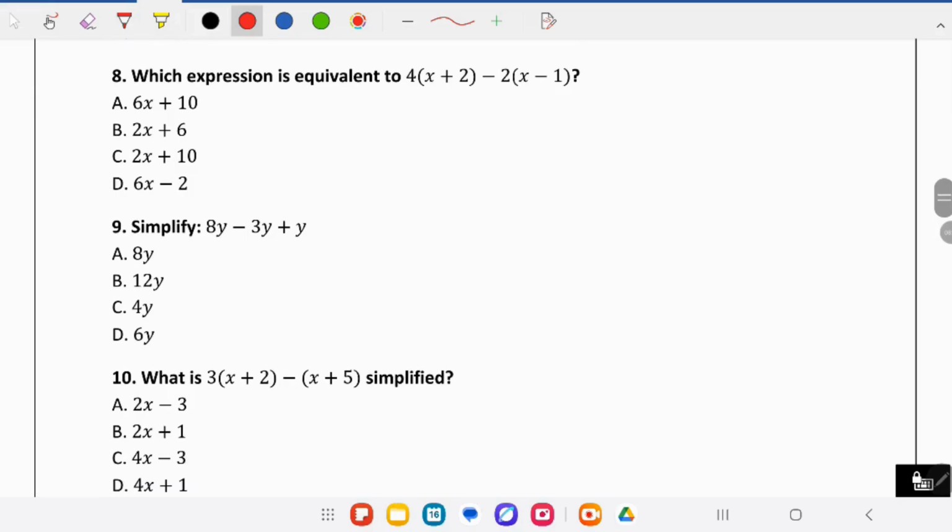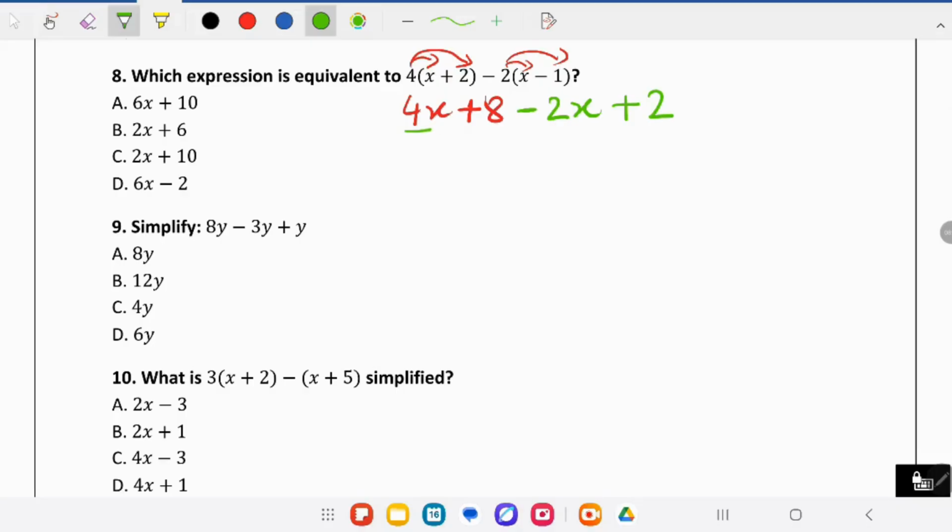Question number 8, it is slightly a little bit complex. Because I have double bracket here, I will just open this bracket by multiplying 4 inside and this by 2 inside. So 4x over here, 4x plus 8. And here I have to be very careful because it's negative. 2x, minus and minus is plus. Minus 2 times -1 is positive 2.